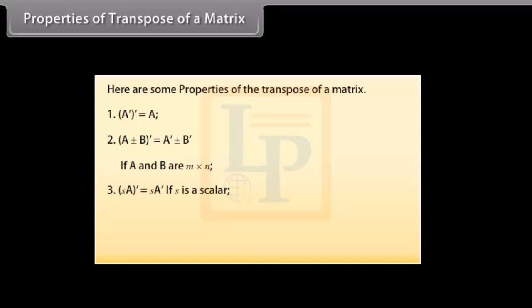Third, the transpose of S times matrix A is equal to S times the transpose of matrix A, if S is a scalar. Fourth, the transpose of matrix AB is equal to the transpose of matrix B times the transpose of matrix A, if A is m by n and B is n by p.